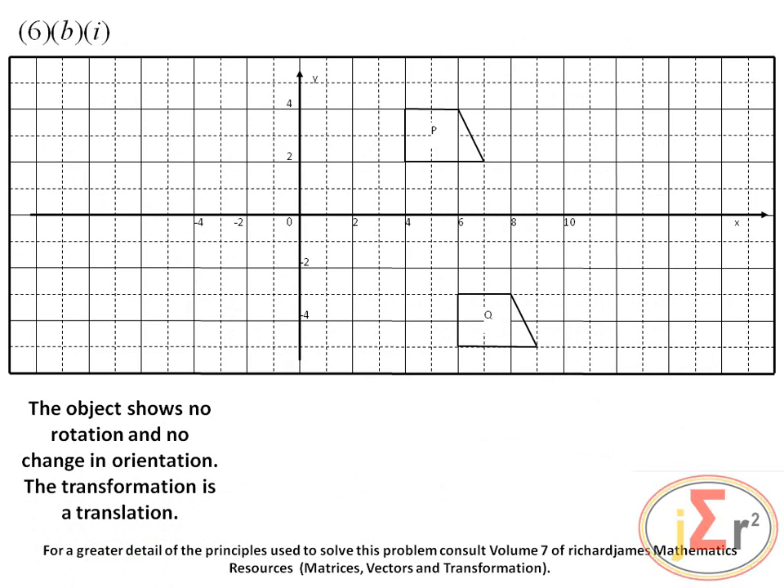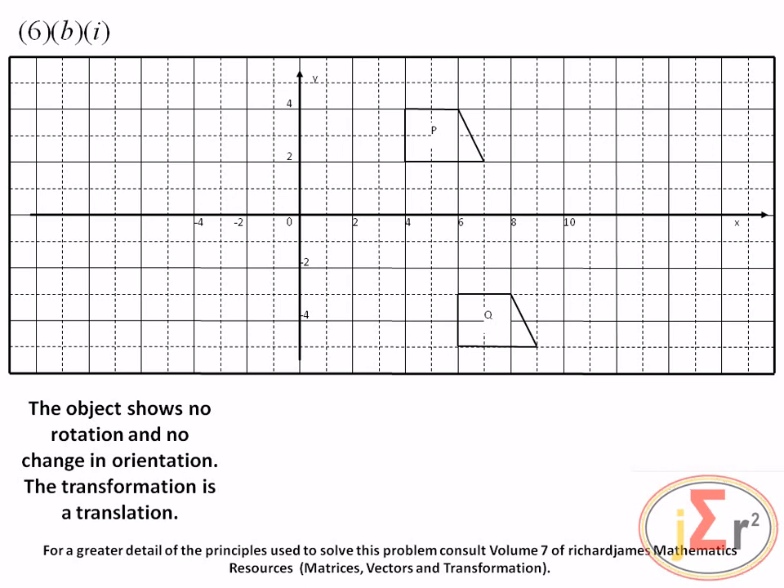The object shows no rotation and no change in orientation. The transformation is a translation, because the image looks exactly like the original, but it is only located at another position. So we are sure that the transformation is a translation.